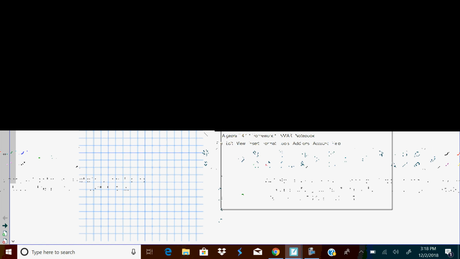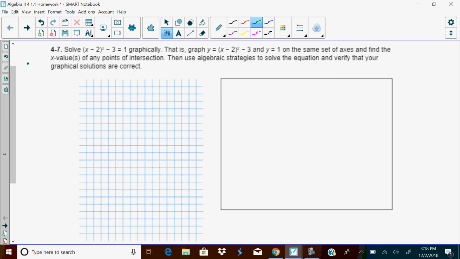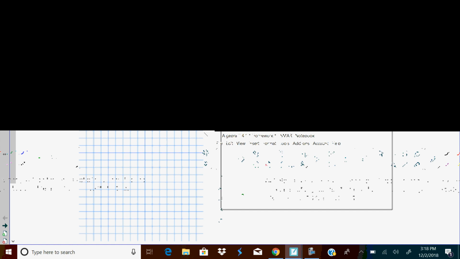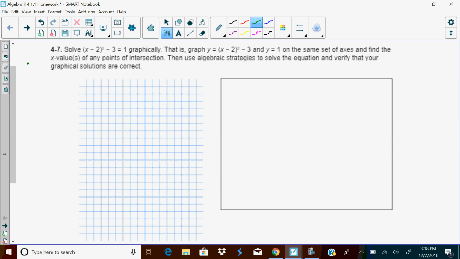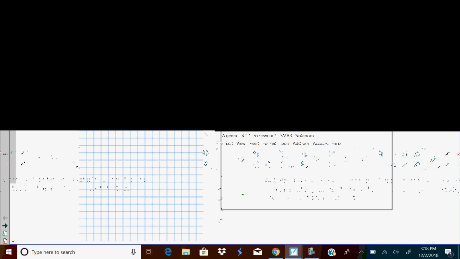For deck session 7, solve (x − 2)² − 3 = 1 graphically. That is, graph y = (x − 2)² − 3 and y = 1 on the same set of axes. Find your x values of any points of intersection. Then use algebraic strategies to solve the equation and verify that your graphical solutions are correct.